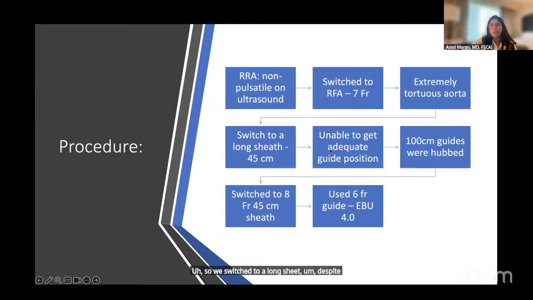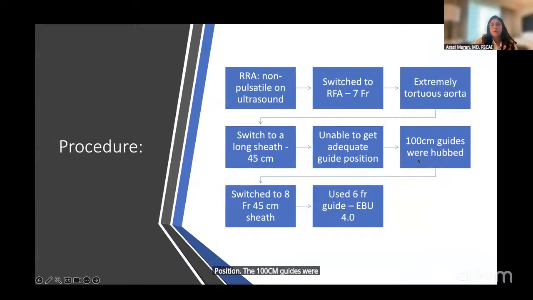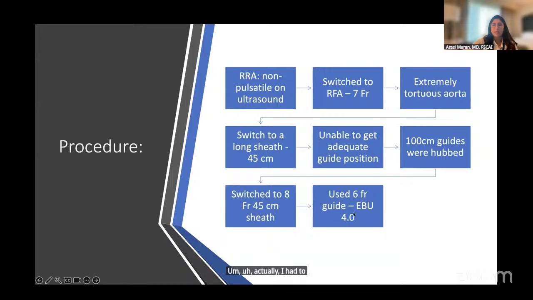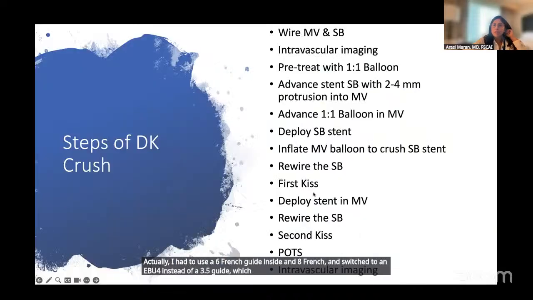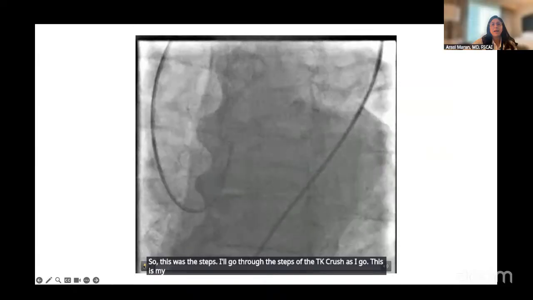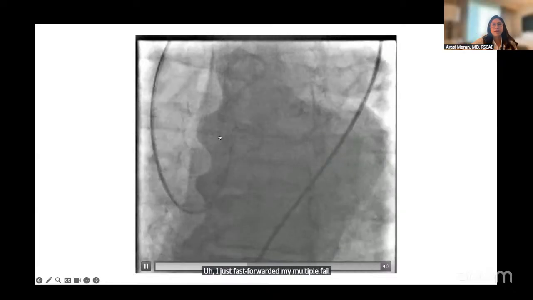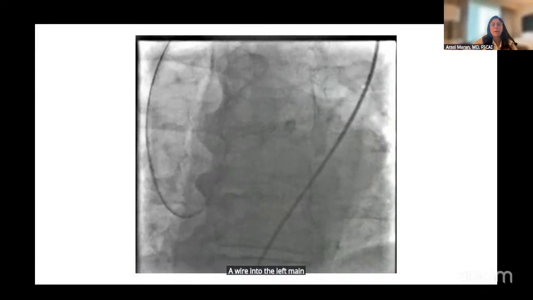Despite a long sheath, we were unable to get the guide to a good position. The 100 cm guides were hubbed. So we switched to an 8 French sheath and used a 7 French guide inside it, but I had little room. Actually, I had to use a 6 French guide inside an 8 French and switch to an EBU 4 instead of a 3.5 guide, which I normally use. I'll go through the steps of the DK crush as I go. This is my guide, and I could not get to the ostium. I fast forwarded through my multiple failed attempts at wiring, and then I was able to free float a wire into the left main and hopefully into the LAD.